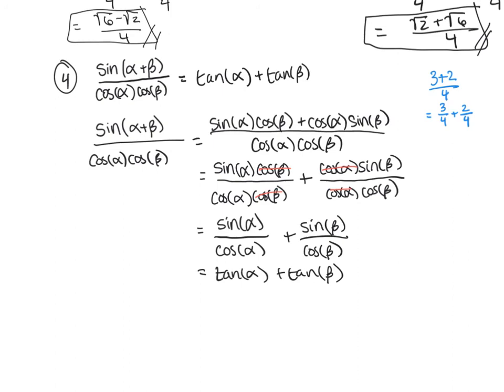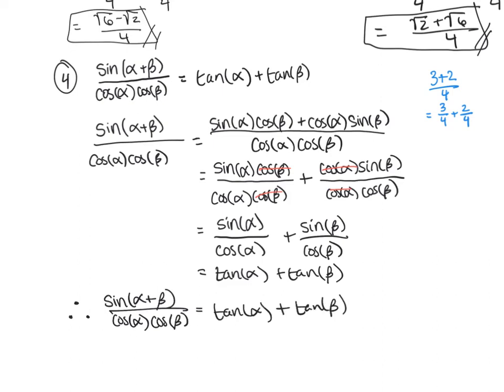So this is a problem that looks like it was a lot, but again, we were able to do it in just a few steps, and now we need to brag about it. So now that we've shown all of our work, therefore, we can say that sine of alpha plus beta over cosine of alpha times cosine of beta is equal to tangent of alpha plus tangent of beta.